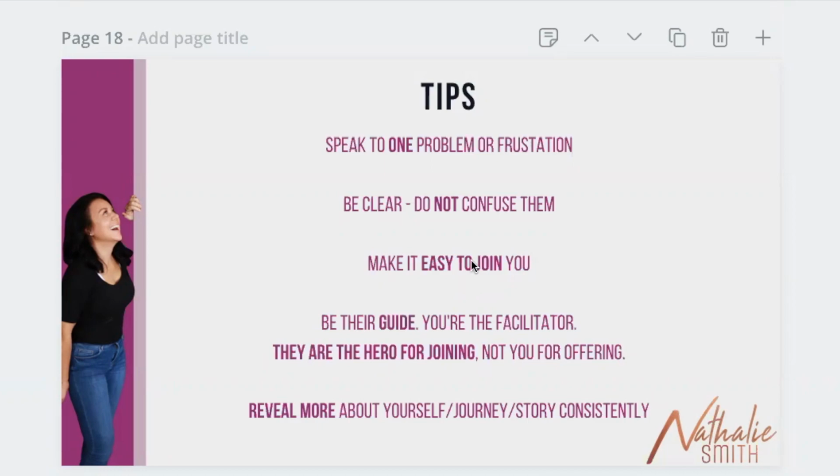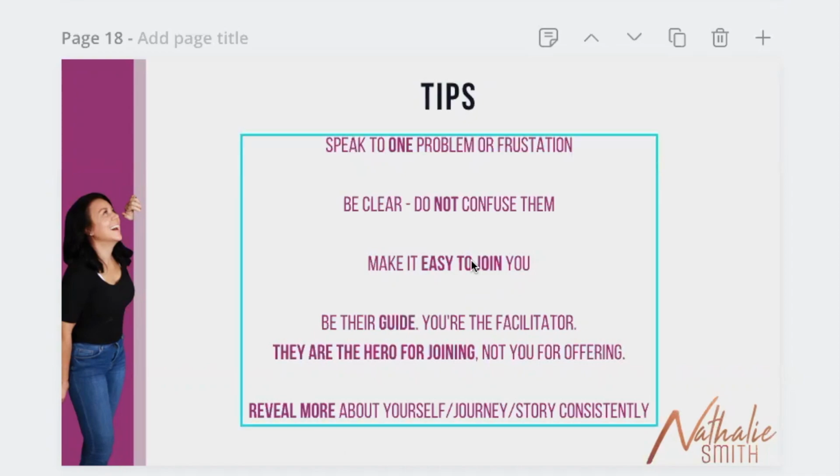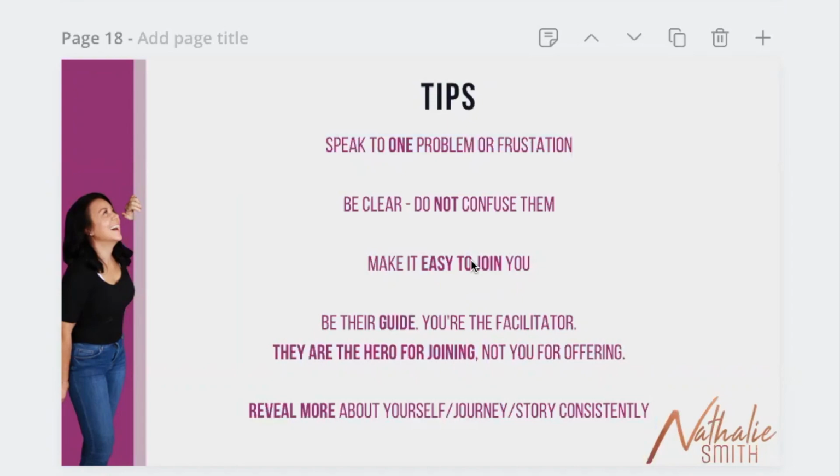And almost all the time, you know the solution you offer. So that's what you're going to talk about when you're talking about problems and solutions. You're going to filter everything for her. Be clear, don't confuse them. Make it super easy to join you guys.